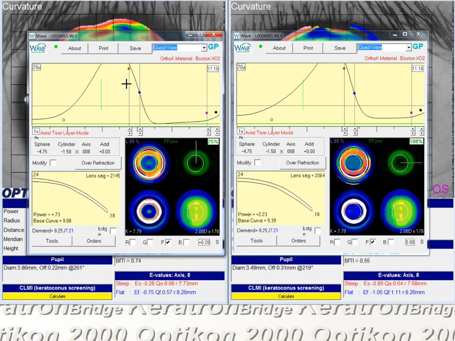To add to this, you can perhaps make the OZ and IC a little bit smaller. Maybe that'll help us drop the maximum clearance another 5 microns or so. And hopefully that will take care of the cylinder that is residual in the patient's refraction.